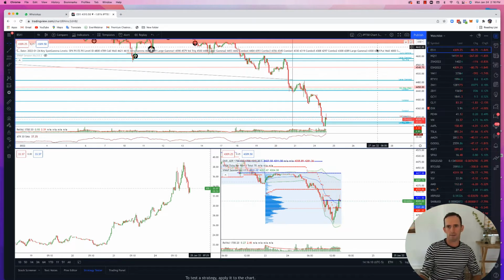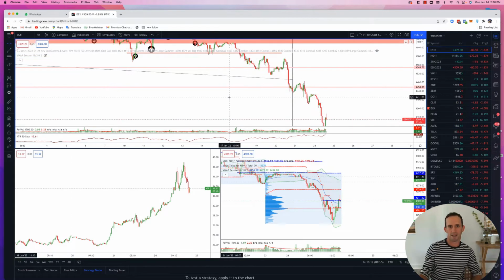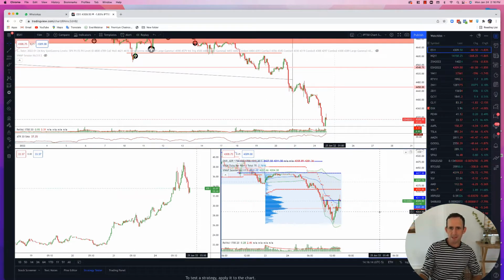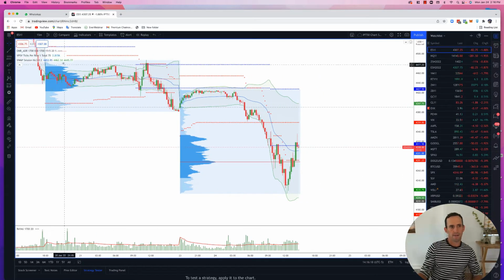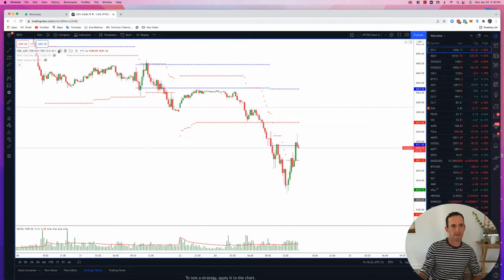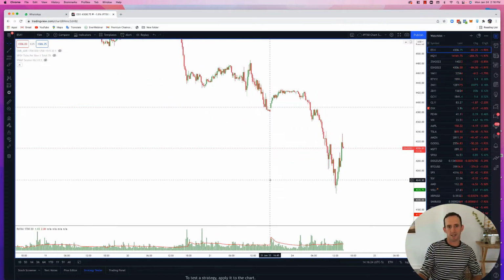I'm going to just minimize a lot of this stuff. And I'm going to bring up just a simple 15-minute chart from today. Let me get rid of VWAP. Let me get rid of the volume profile. Let me get rid of average daily ranges stuff.